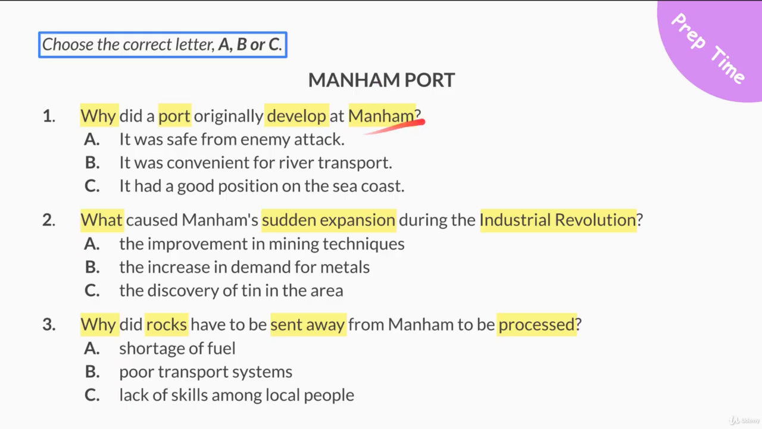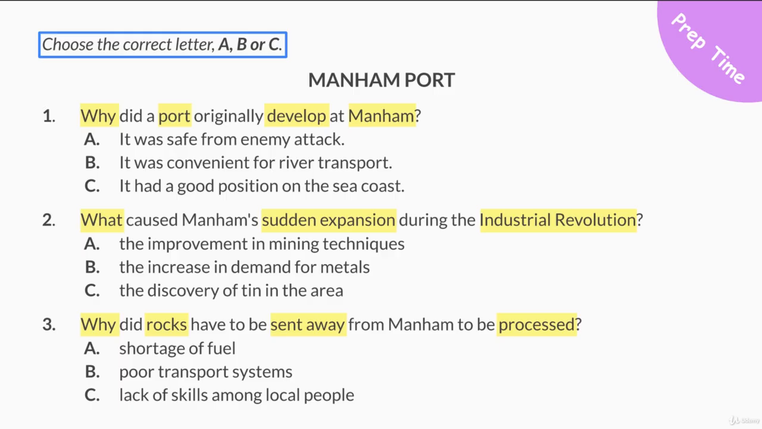So the word Manham appears over here. It also appears down here. And I'm sure that the word Manham is going to appear several times in the audio because the entire audio is about Manham Port. So, what do you think, guys? If there is a word like Manham that is repeatedly getting repeated again and again, do you think that is a word that is going to help us very much?